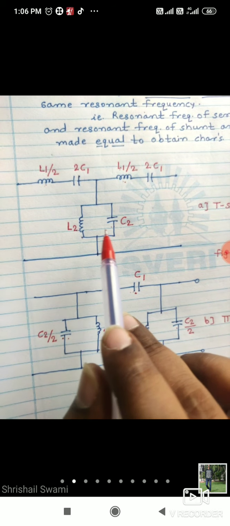So once you draw the diagram for both T and pi section, how to write the names? How to remember the names? When two inductors are in series, it is L1 by 2, L1 by 2. When two capacitors are in series, 2C1, 2C1. You can remember, when both are single, you can give the name. Now here, in the second, since it is in parallel, L2 C2. So here they are single, L1 C1.